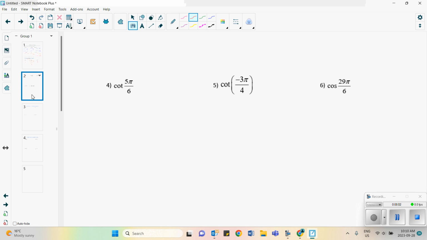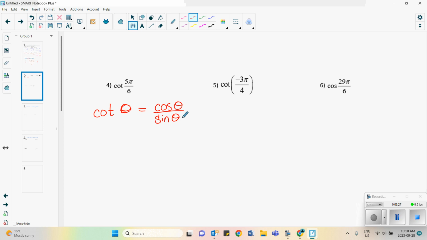If I don't know that, like if I haven't remembered it, then I would abandon my memory and go to cotan of theta is equal to cos theta over sine theta. So if I don't have it memorized, I would go there first.